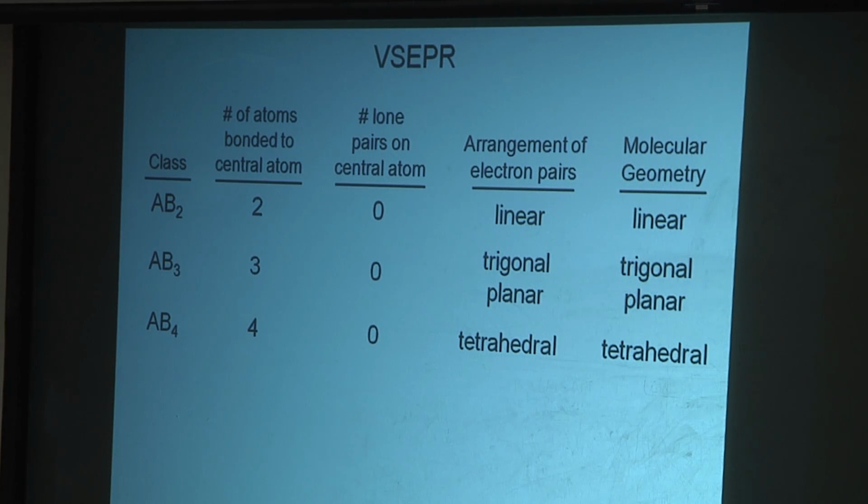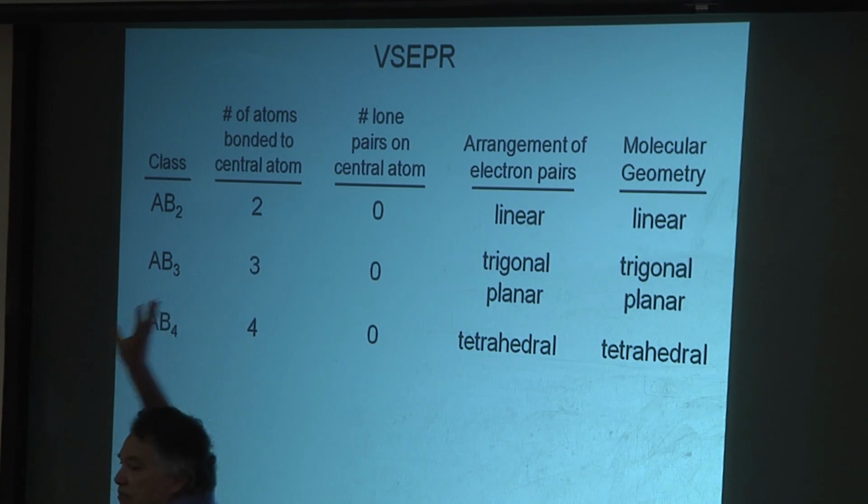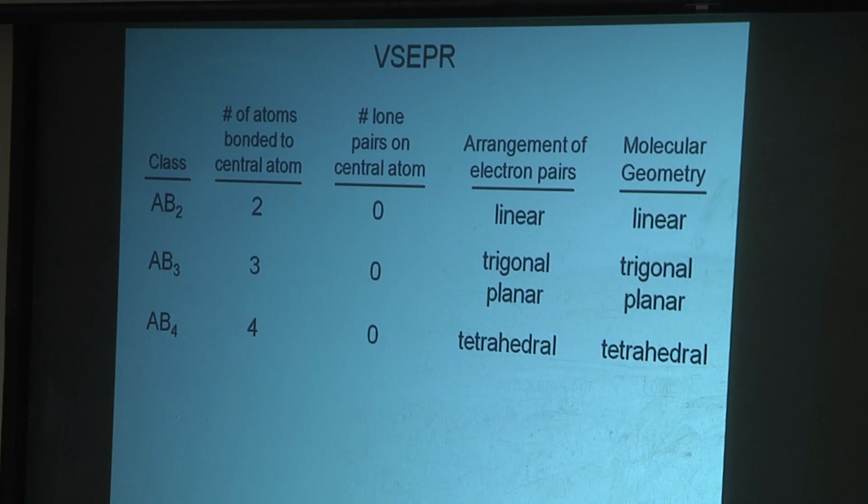And you're going to use the same principle to figure out the structure based on how many sets of valence shell electron pairs you have to worry about. And that'll be the topic, probably, of the next lecture.